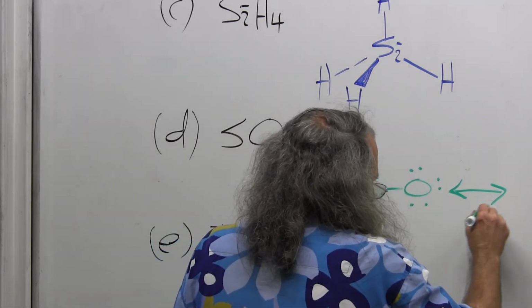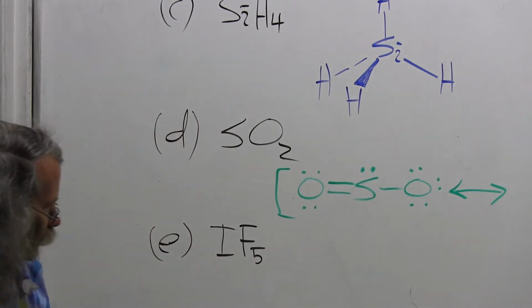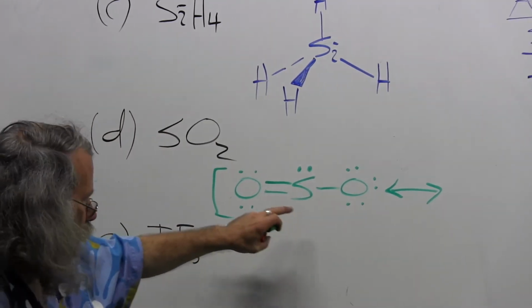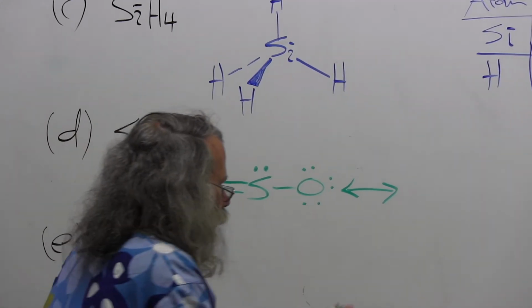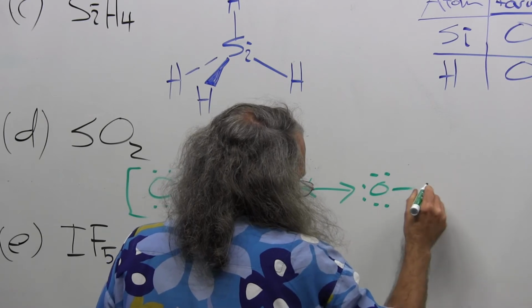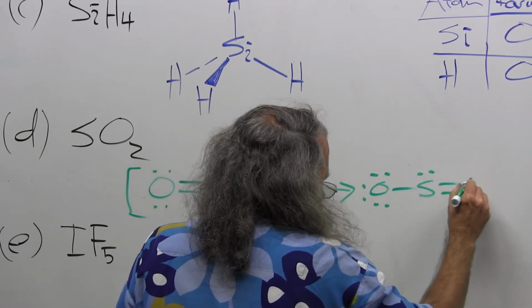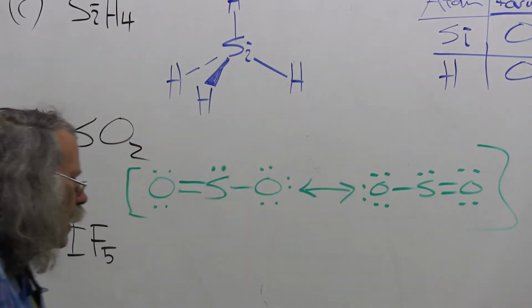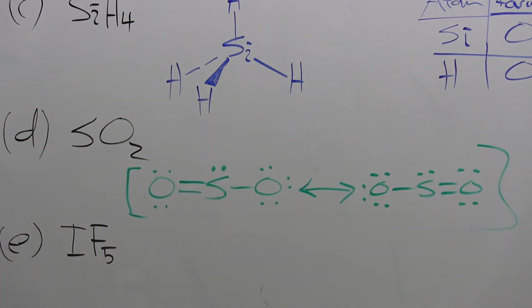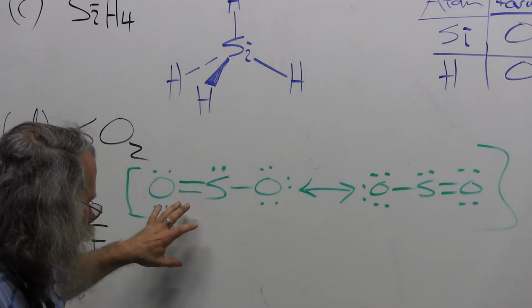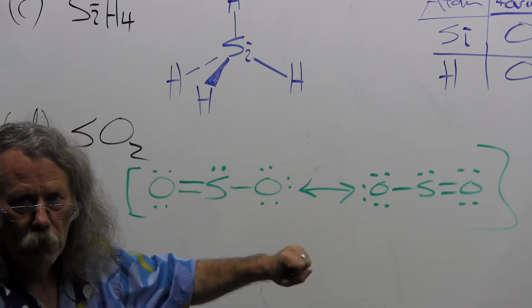This is resonance. And I will draw the same molecule, but this time the oxygen on the right is going to get the double bond, the oxygen on the left would be a single bond. So I'll draw that. And now I've completely satisfied the Lewis demands. Now what this represents does not mean that this double bond is shifting between the two.